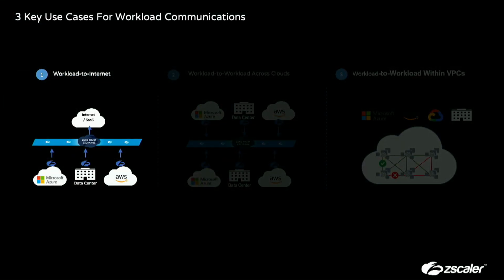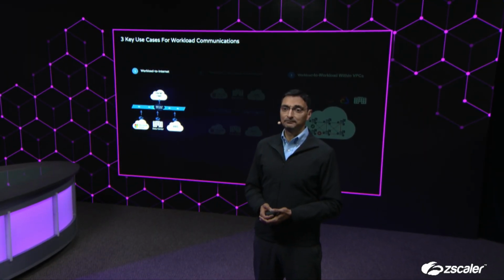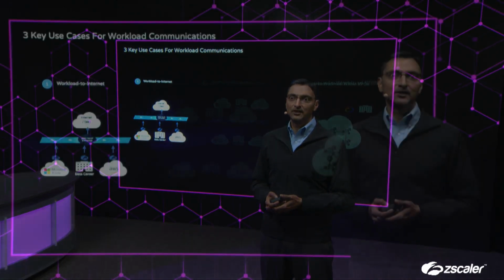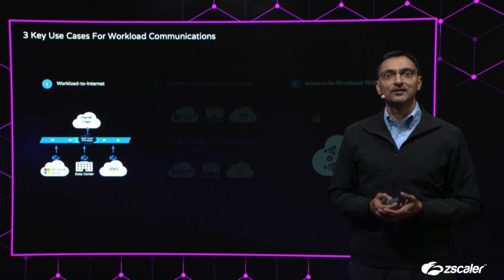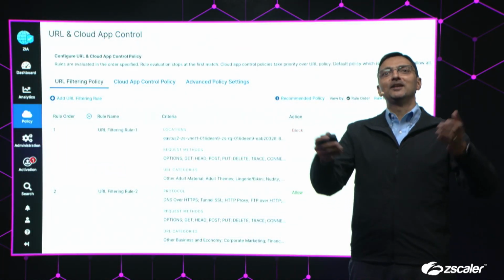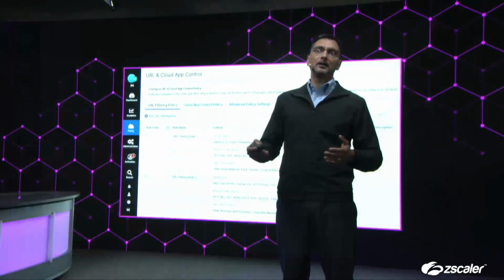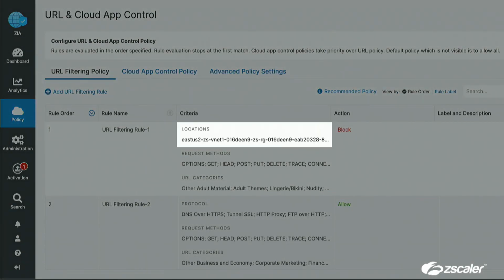Now let's talk about the first use case, Zero Trust workload to internet communications. For example, you may have a workload that needs to access certain APIs or software updates from the internet. You can set up policies to safely enable that through ZIA. Here, you can see the familiar ZIA policy screen for URL and cloud application controls. Policies are based on workload location, request methods, URL categories, etc. And it allows you to set very granular policies. This can be as specific or as broad as you need.